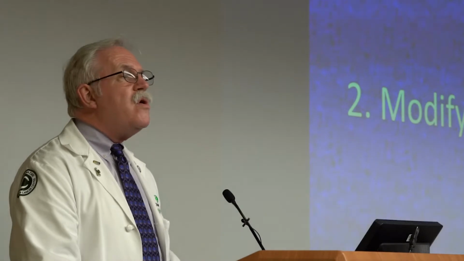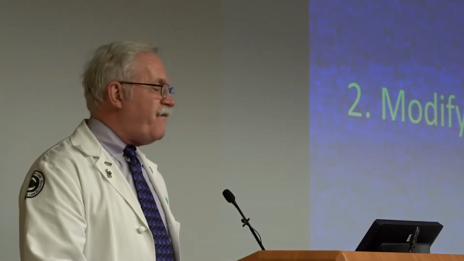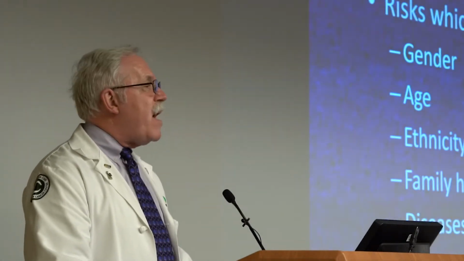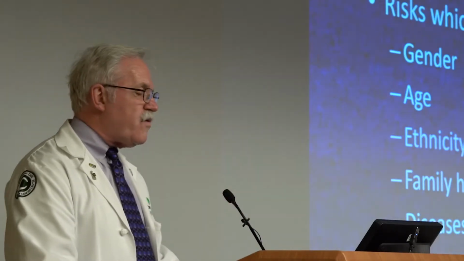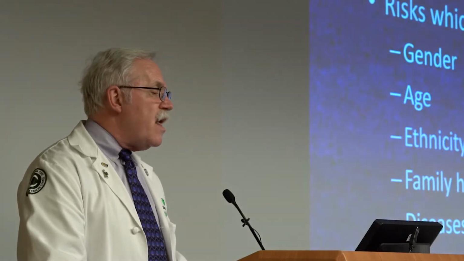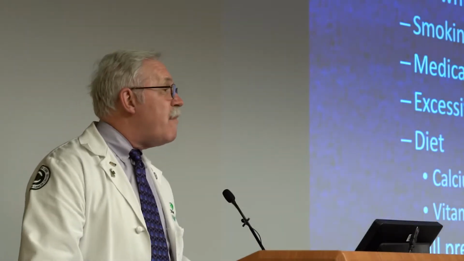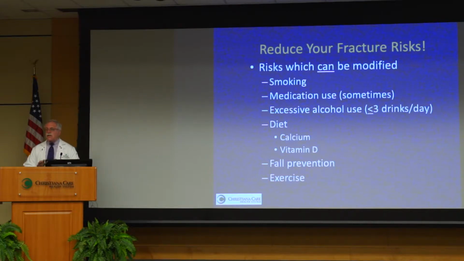So what can you do? You can modify the risks that you can modify. Now, some of them you can't modify. You can't change your gender or your age or your ethnicity or family history and your diseases. But there are some things that you can modify. Smoking, sometimes you can change medications. You can moderate alcohol use. And you can also do dietary measures, which we'll talk about, and also fall prevention and exercise, which we'll talk about later.